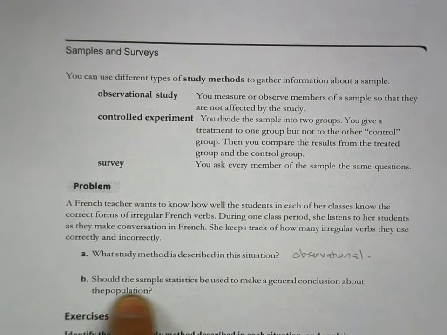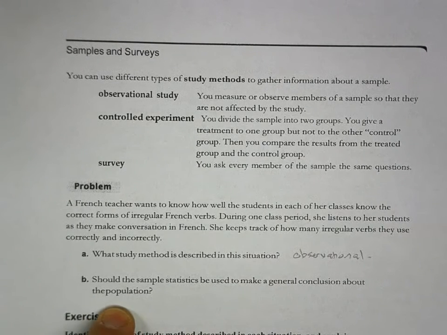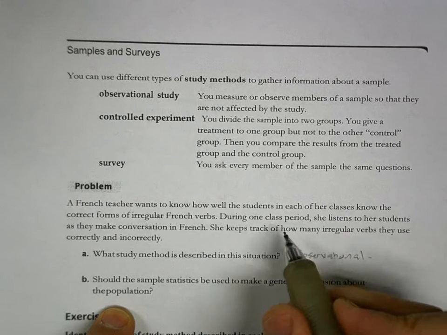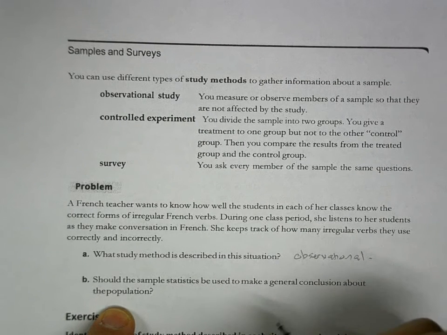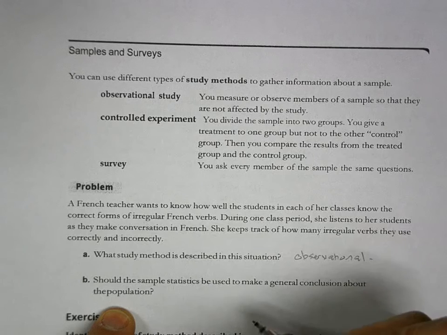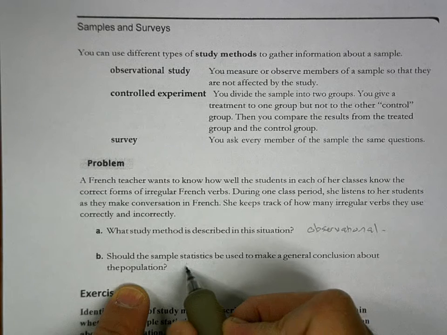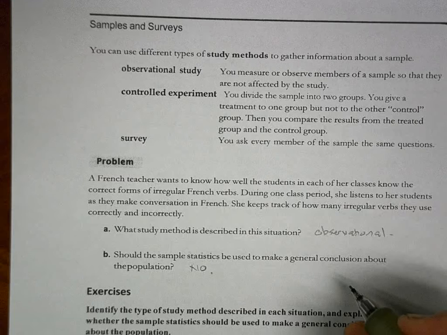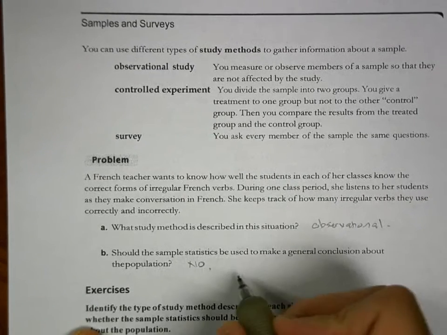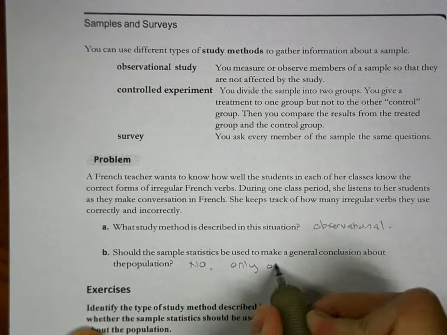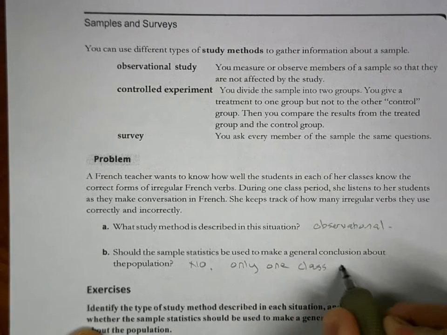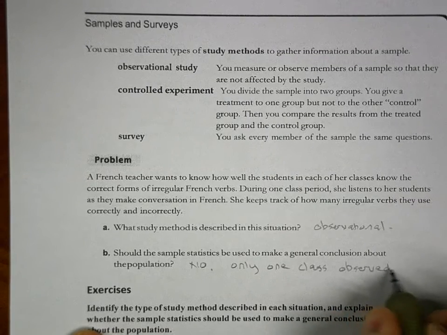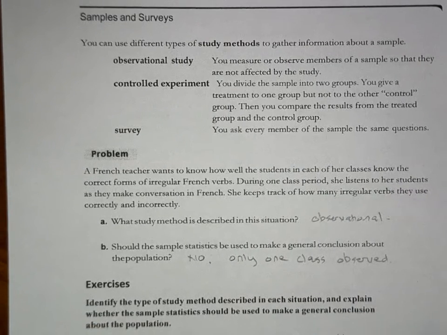Should the sample statistics be used to make a general conclusion about the population? Well, her population is all her classes. I'm assuming she has 5 classes. She used one class, and I'd say she probably needs to observe more than one class. So I'd say no, I wouldn't trust it, because classes are different from period to period. I have 3 Math 3 classes, and all 3 are different. So I'd say no, because there's only one class observed. Okay, at least 2 classes, maybe 3 out of her 5.